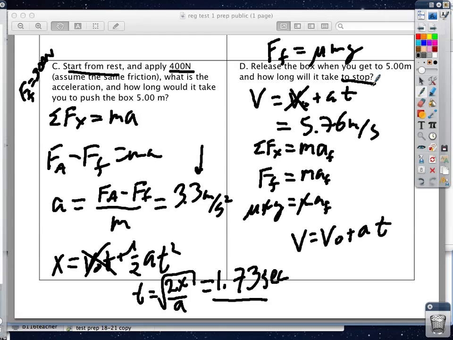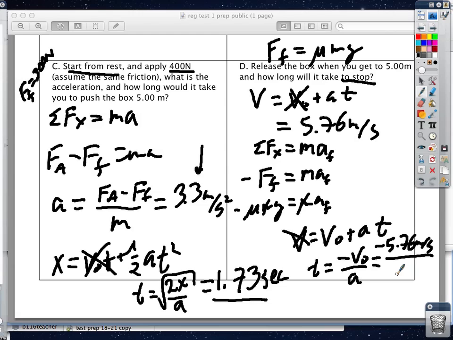So, v is 0, right? Because it's stopping. Oh, and also this is going to be a negative, so then t is going to be equal to... if I move this over, I get negative v0 over a. So then v0 is negative 5.76 meters per second over, did we figure out?